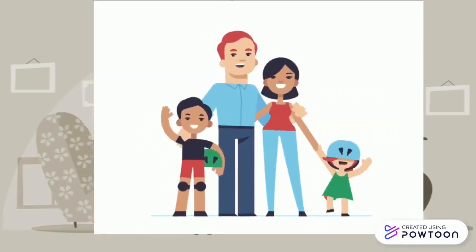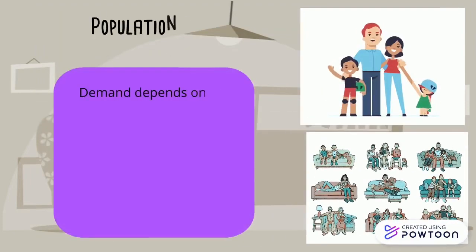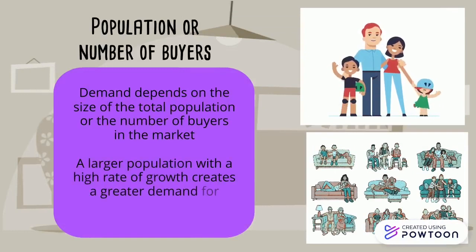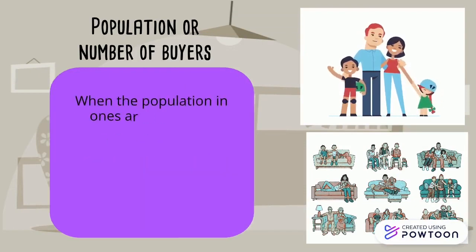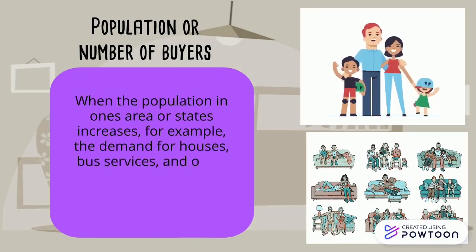Sixth, population or number of buyers. Demand depends on the size of the total population or the number of buyers in the market. A larger population with a high rate of growth creates a greater demand for goods and services. When the population in one area increases, for example, the demand for houses, bus services, and other goods and services will also increase.